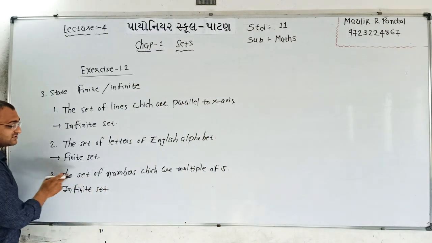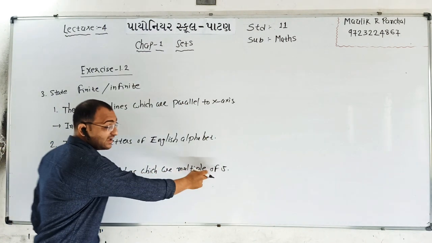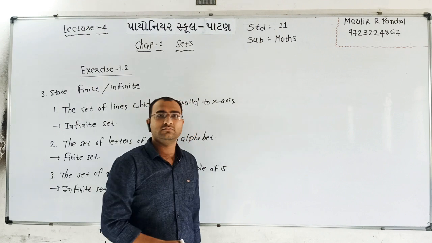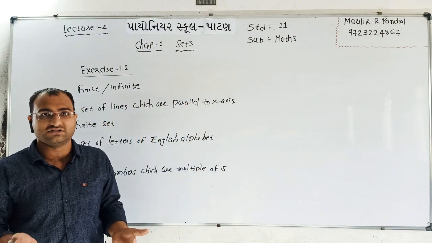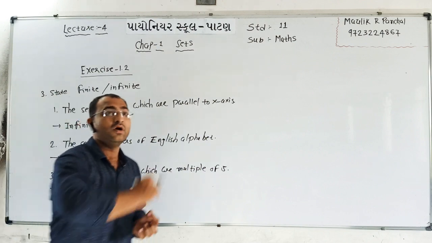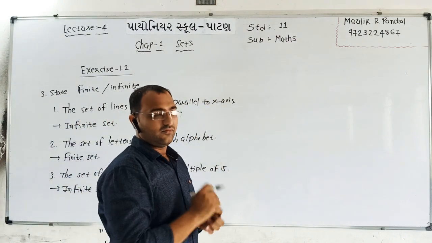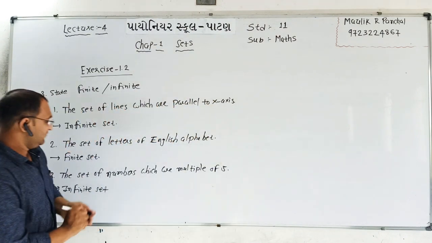If the question is the set of numbers which are multiples of 5 less than 100, that means this set has a definite number of members. Less than 100 means 5 to 95.